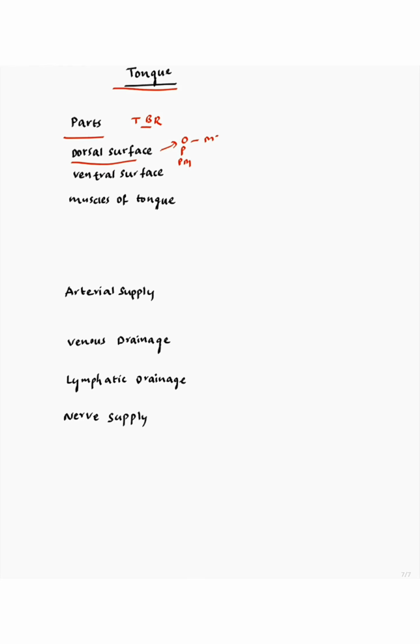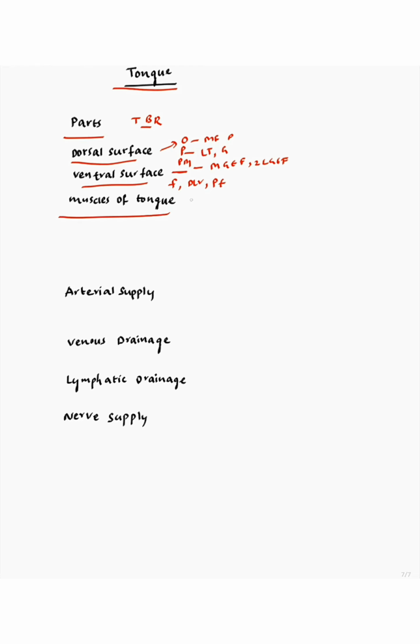Oral part, it has median furrow and papillae. Pharyngeal part, it has lingual tonsil, mucus and serous glands. Posterior most part, it has three folds of mucous membrane, median glossoepiglottic fold, and two lateral glossoepiglottic folds. Ventral surface, it presents frenulum, deep lingual veins, plica fimbriata.